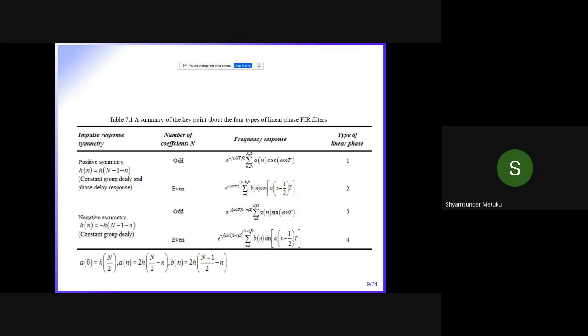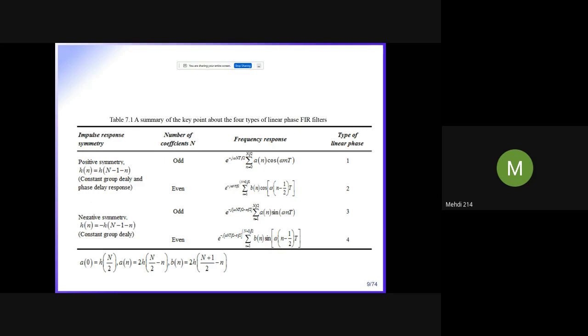Or else I will say type 1 and type 3. What is the multiplication factor for the sine and cosine? A of n, right? A of n, because they both belong to the odd case, means n equal to 0 must be there, isn't it? The 0 sample will be there, no? That middle point will be non-zero. That is the reason it is given h of 0 is equal to h of capital N by 2. Can I write that way? A of 0 is equal to h of capital N by 2. Is it okay or not?